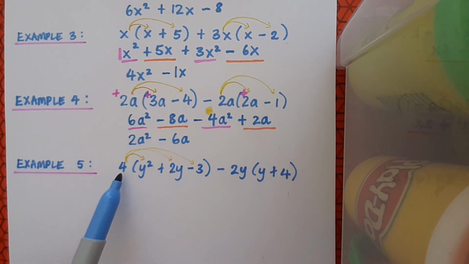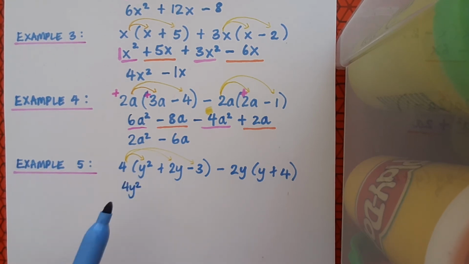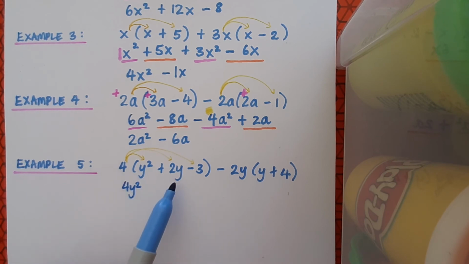Okay, so 4 by y squared is going to give me 4y squared. And then 4 by plus 2y is going to give me plus 8y. And then just watch out for signs. Plus 4 by minus 3 is going to give me minus 12. Don't forget your rules of signs for multiplication.